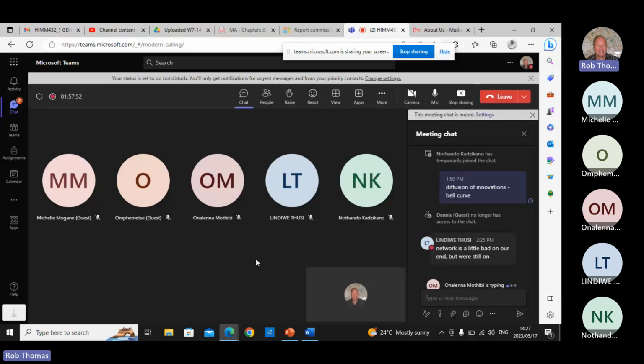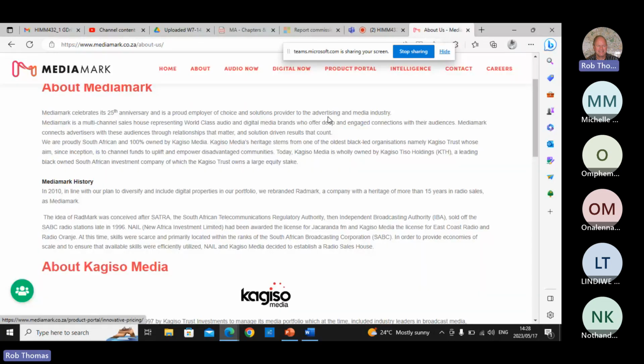how MediaMark, other than the example that I've given you, is using new technology to not fall victim to inertia, based on what we've discussed and what you can see over here on their page. This is their page on their website, their About page.